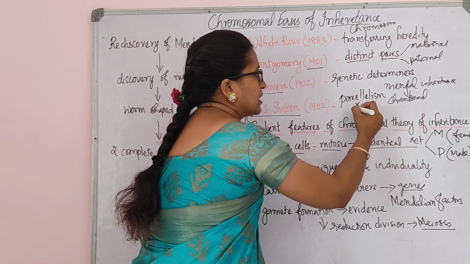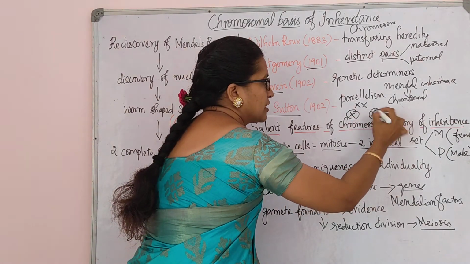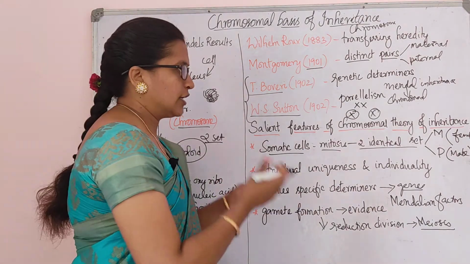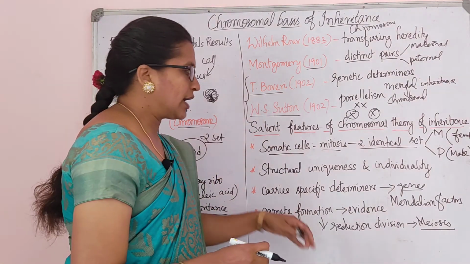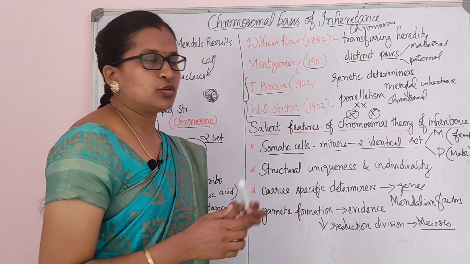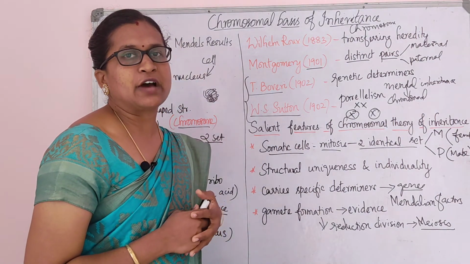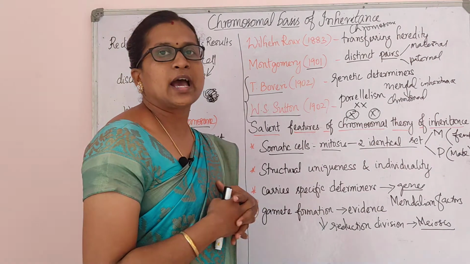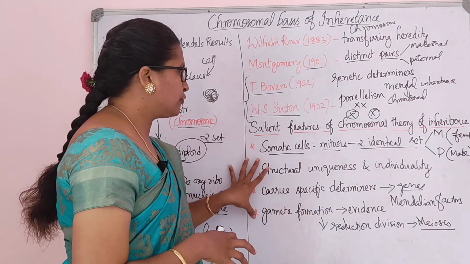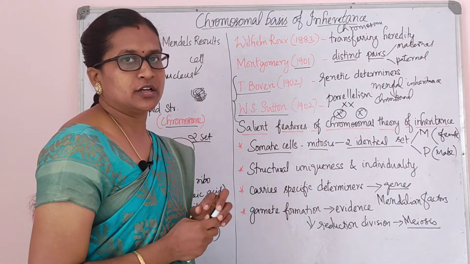If it is XX, we already studied this in genetics, so one X and then another X. In a single gamete, half of the chromosomes will be removed. That is, it is separated by reduction division. This is the main evidence to tell that chromosomes contain genes, and these genes are the factors which impact the characters of that particular organism. So these are the four very important points of the salient features of the chromosomal theory of inheritance.